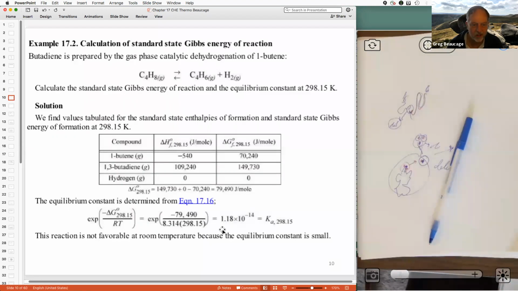The Gibbs by RT gives you Ka. So you just plug those in, right? Everything is one here. The stoichiometrics are all one, so there are no powers. And then that's it. That gives you the Ka at 298.